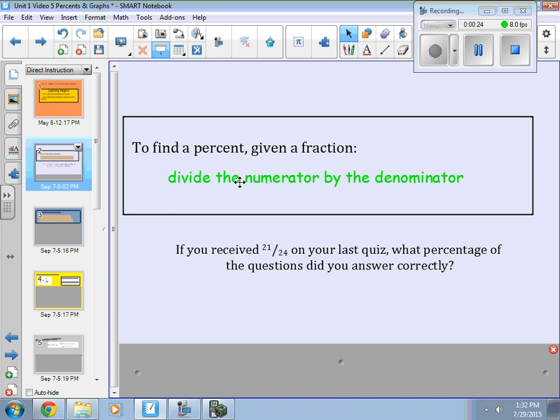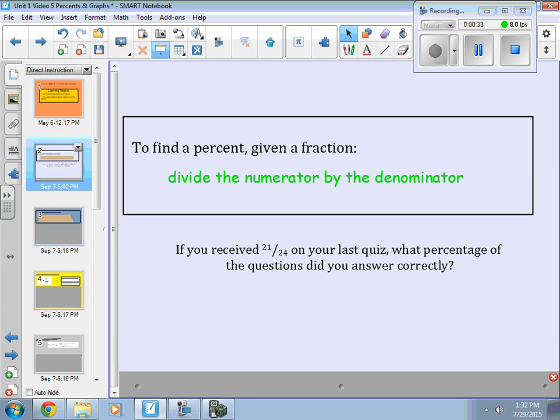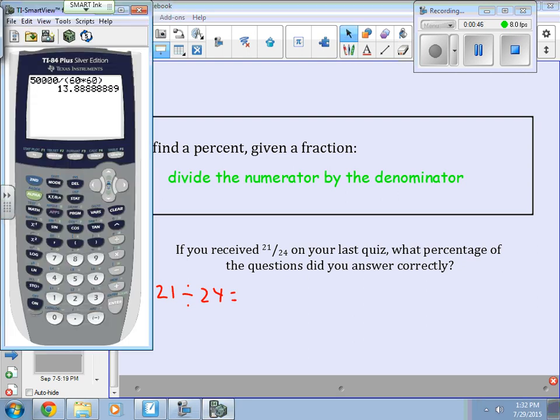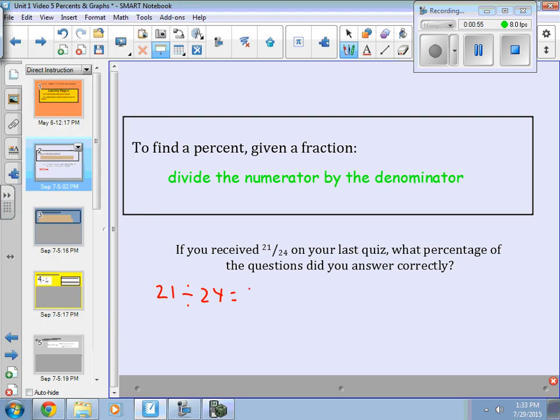So, for example, if you received 21 out of 24 in your last quiz, what percentage of the questions did you answer correctly? What you can do on this one is take 21 divided by 24 on your calculator, and it will turn it into a decimal for you. So if you do 21 divided by 24, we see that it's 0.875.